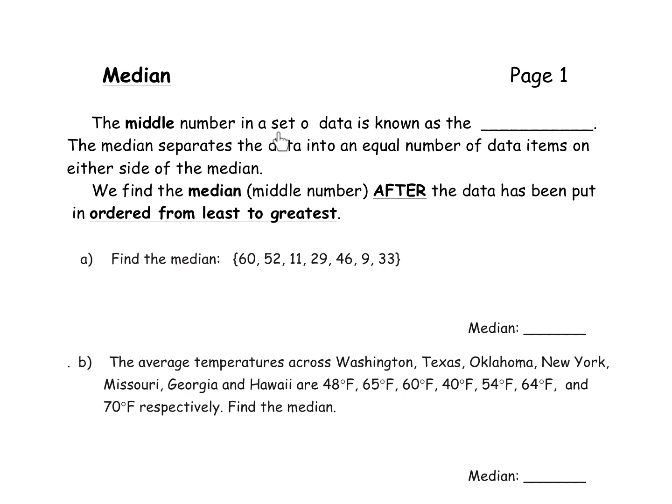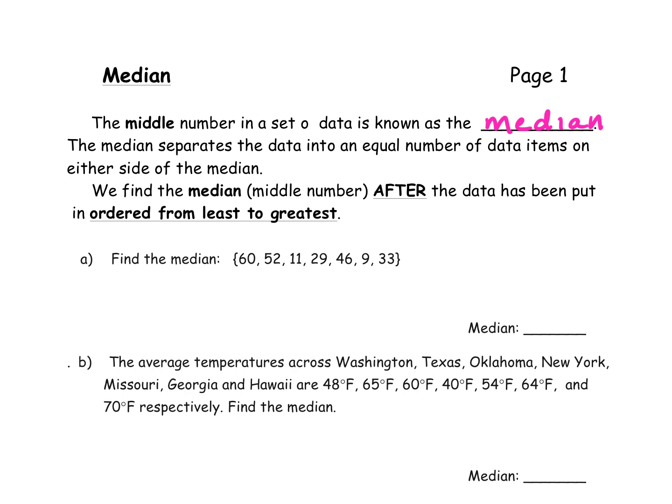The middle number of a set of data is known as the median. The median separates the data into an equal number of data items on either side of the median. We find the median, the middle number, after the data has been put in order from least to greatest. As you can see, that's very important since it's been highlighted and bolded.